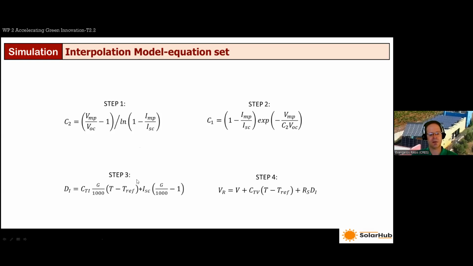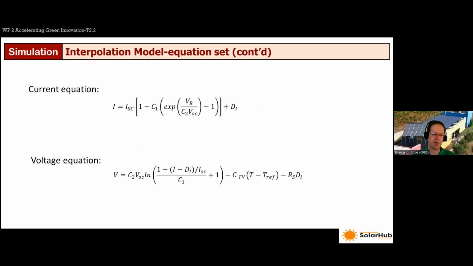Then steps 3 and 4 involve the DI and VR calculations, which also make use of the irradiance variability and the operating temperature of the module. Having these four values, one can easily substitute them in this equation and calculate the current. You don't have any requirement for an iteration method. You can directly calculate the current using all four parameters. This is an analytical equation, so to speak.